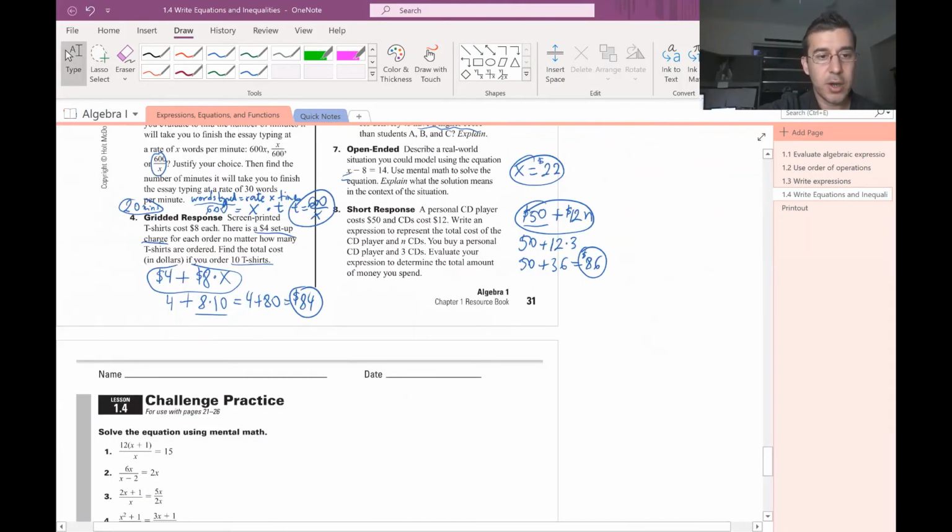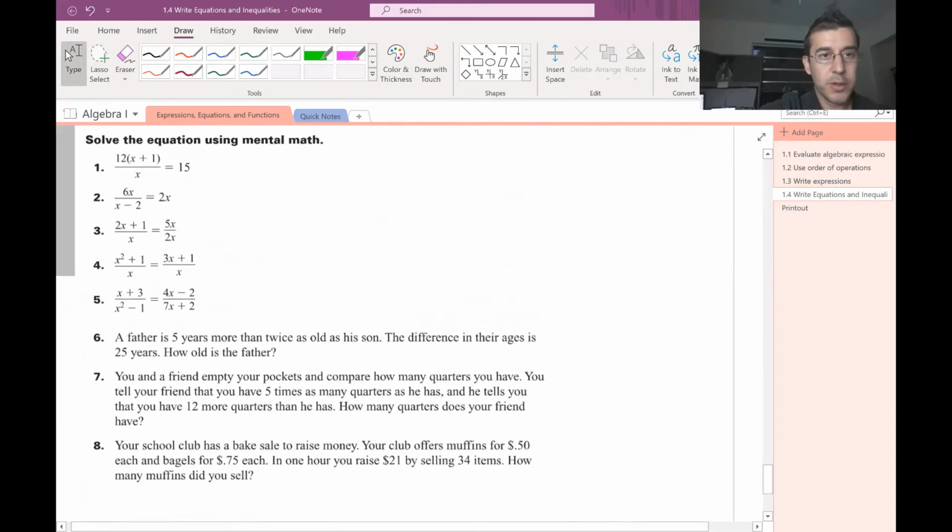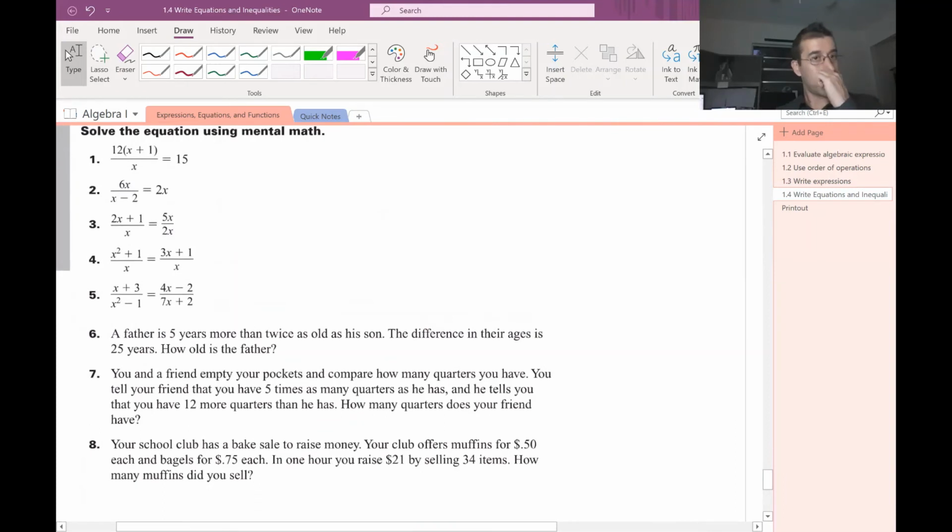Next is challenge practice. We have 8 problems here. Solve the equation using mental math. So we know that 15 can be represented as 15 over 1, and then we can do cross multiply.